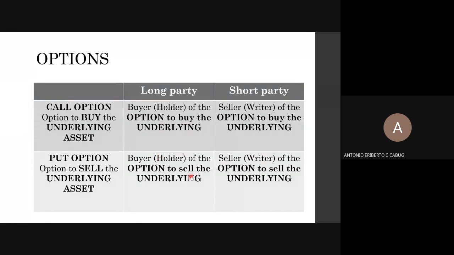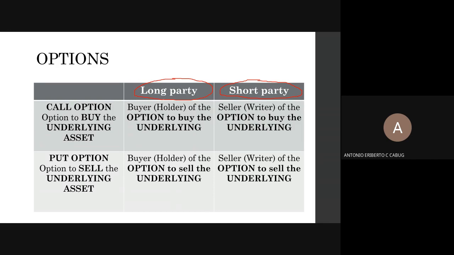Now, at this point, I would like to make a distinction between options on one hand and forwards and futures on the other. When it comes to forwards and futures, the long party is the buyer of the underlying asset. The short party is the seller of the underlying asset. Pagdating sa forwards tsaka sa future, yung long party yung buyer ng underlying asset, yung short party, siya yung seller ng underlying asset. This is not true for options.